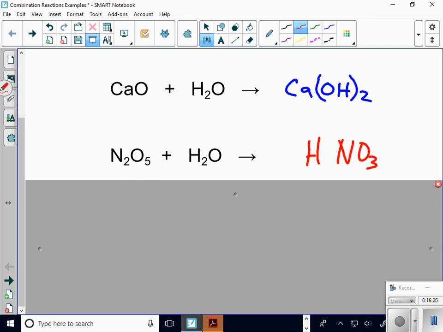I would start out with my oxygens. I look on this side and say, okay, here's 5, 6. I have 6 oxygens. How am I going to get 6 oxygens over here? By adding a 2, correct? Once I add that 2, guess what? Everything works out, doesn't it? We okay with that one?